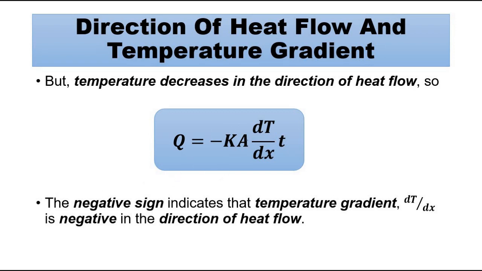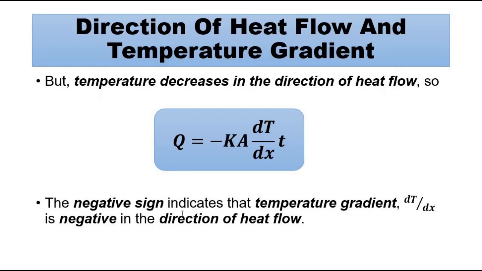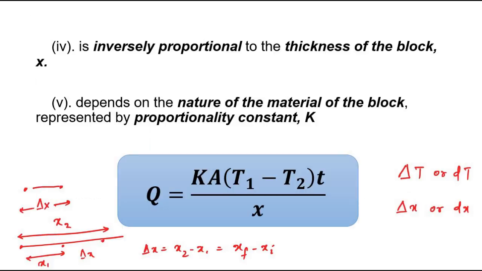But if you are only concerned with the magnitude of heat flow, then the relationship is Q = K A dt by dx into T. The negative sign only indicates that as we move away from the hot face to the cold face, temperature is decreasing, or the temperature gradient is negative. That is the meaning of this negative sign.